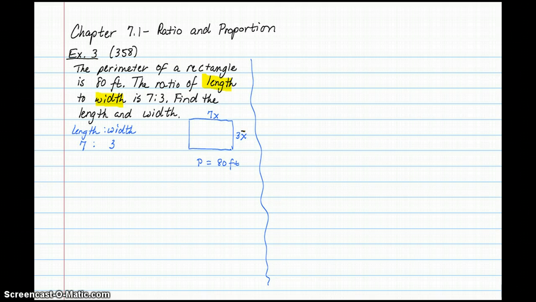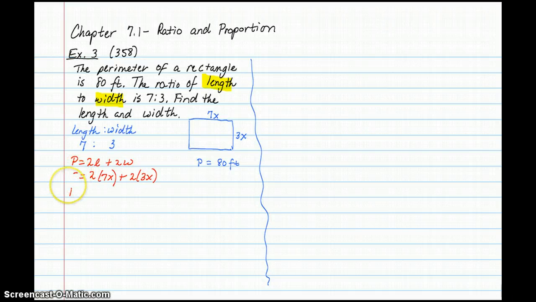You can do this in a number of different ways. You could go 7x plus 3x plus 7x plus 3x, but you could also do a little bit simpler formula, which would be P equals 2 times the length plus 2 times the width. I prefer that one. There are other methods, but this is the one I prefer. So we are going to have P equaling 2 times the length of 7x plus 2 times the width of 3x. Okay, we now know that P is 80, so let's go back in and substitute out the 80.